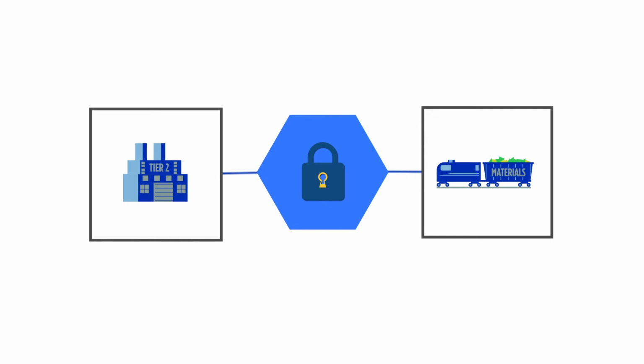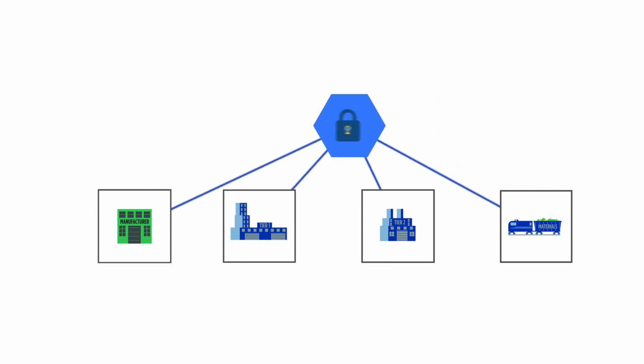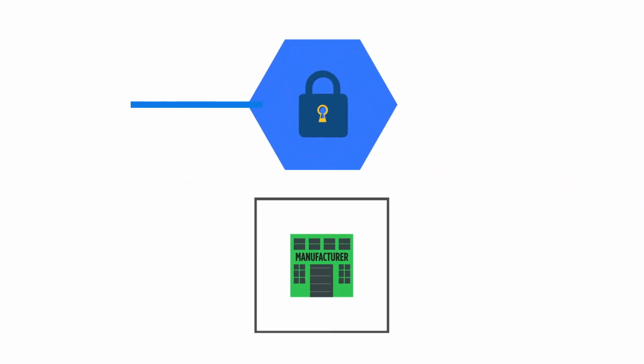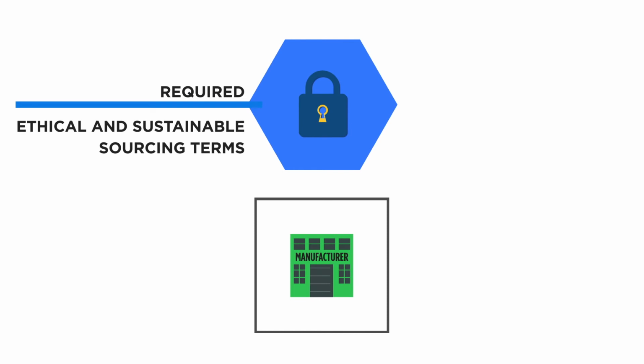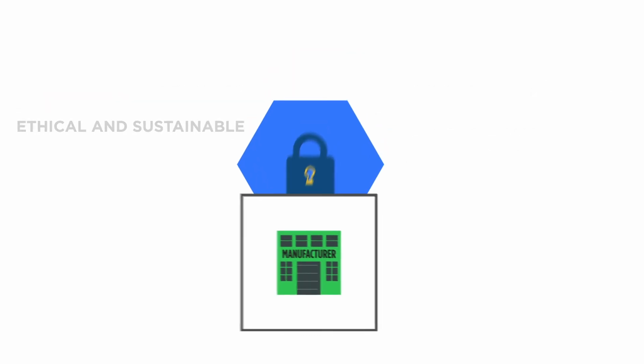Despite their participation in the blockchain, these two suppliers still maintain privacy over both their identity and the full terms of their agreement. Only the fact that they've complied with the required ethical sourcing terms will be shared back through the blockchain. Private information, like supplier identity, deal pricing, payment terms, etc., will not be automatically shared with the manufacturer unless the suppliers opt into additional information sharing to receive more favorable treatment from the upstream buyers.